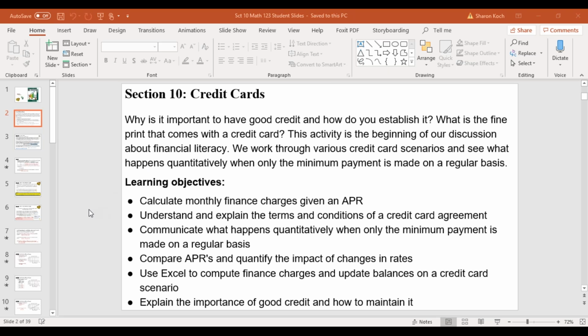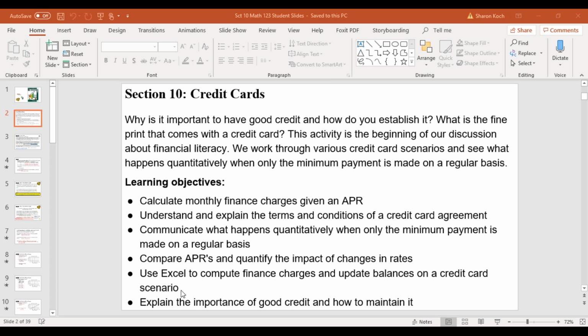So this is what we're going to be going over. We are going to be looking at calculating a monthly finance charge based on an APR. An APR is the annual percentage rate that they usually give you in some of these credit cards. We're also going to look at some of the hidden fees and penalties that sometimes are associated with credit cards if you don't make your payments on time.